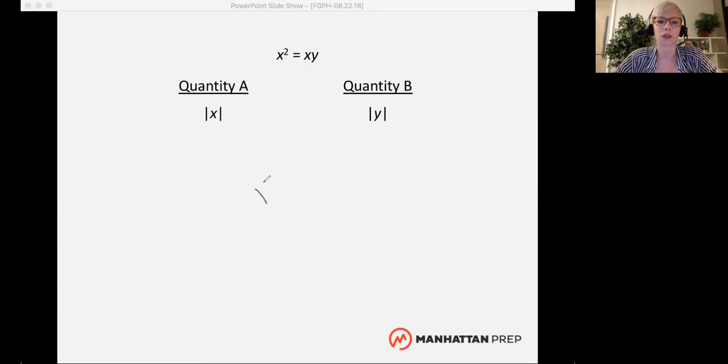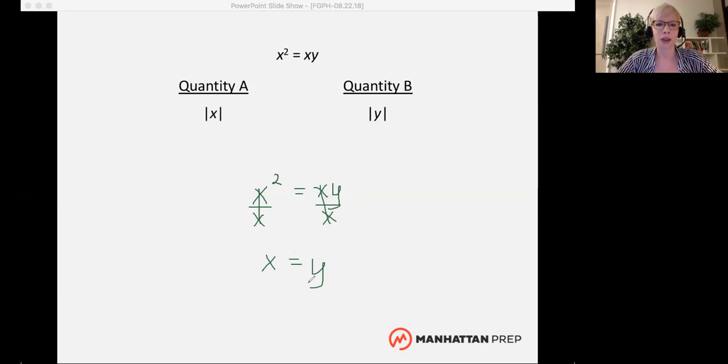So x squared, look, we can even prove this algebraically. x squared equals x times y. It makes intuitive sense that x equals y, but let's prove it. Let's divide both sides by x. Okay, so one of these cancels, and we end up with x equals y, right? And if x equals y, then the absolute value of x must equal the absolute value of y.